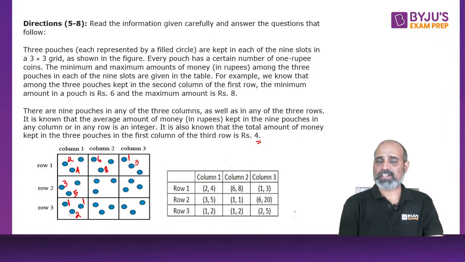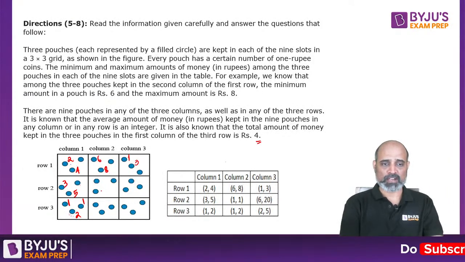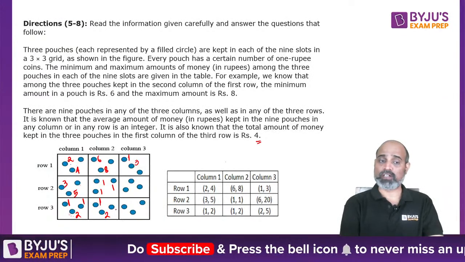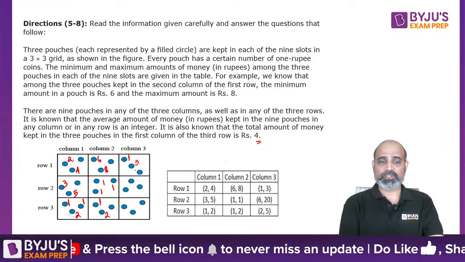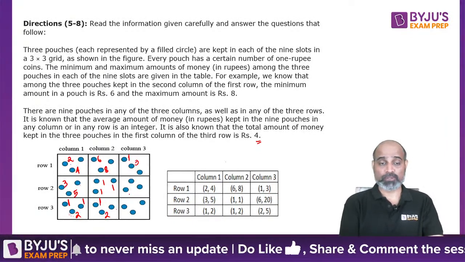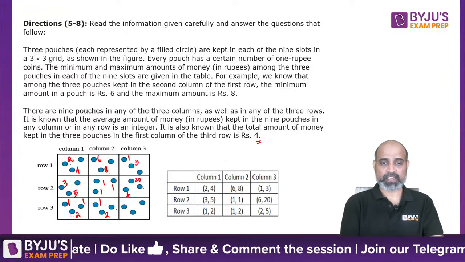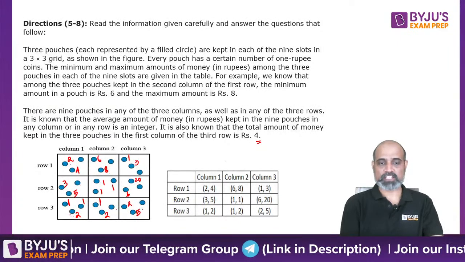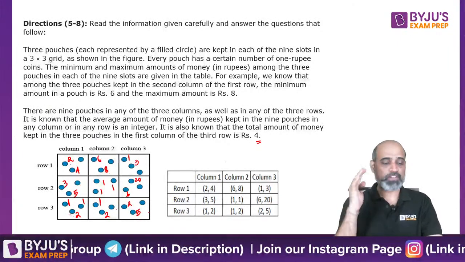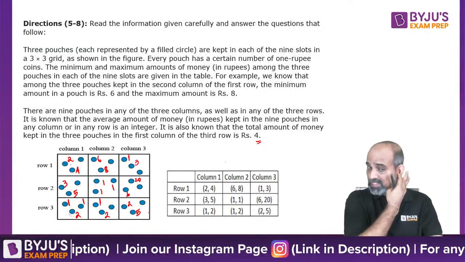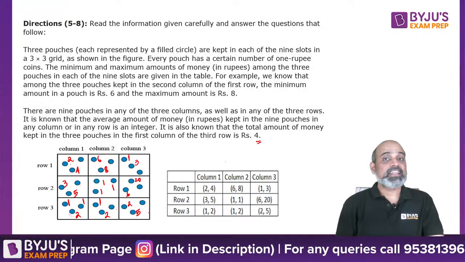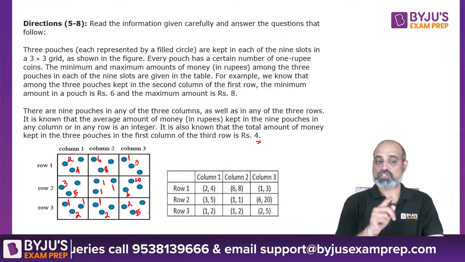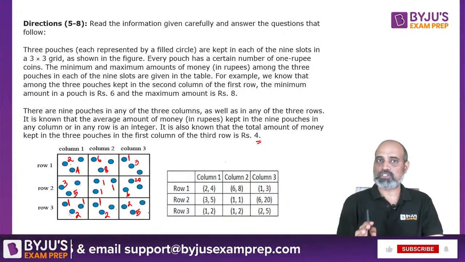Okay, let's fill the remaining columns and rows. 1, 1 means each of these 3 are 1. 1, 2 means one is 1, another is 2, third can be 1 or 2, anything. Column 3, 6 and 20, this is a huge change. This is 6, this is 20, the third pouch can have any number from 6 to 20. 2, 5, 1 is 2, another is 5, the third pouch can have 2, 3, 4, 5, anything. Right? So there are 8 pouches whose values are not known.